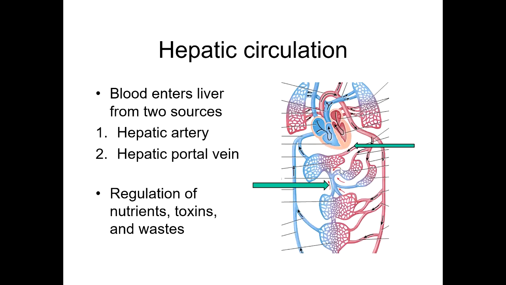Think about why blood from the stomach, intestines, spleen, you would want that to go to the liver first to be filtered before it enters the heart. And think about how important it would be to control certain amounts of nutrients, to control certain amounts of wastes, and to remove toxins before you put that right into your heart.